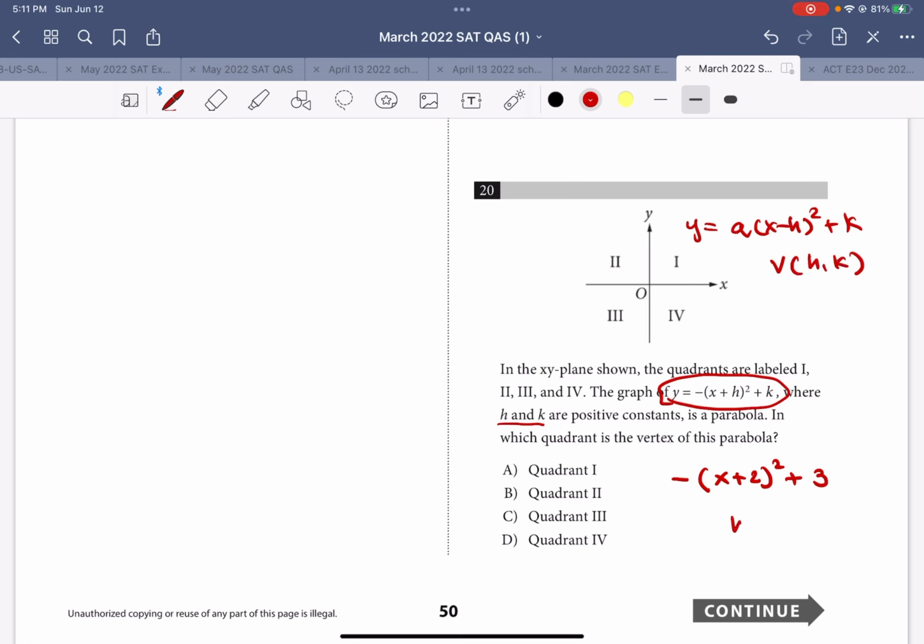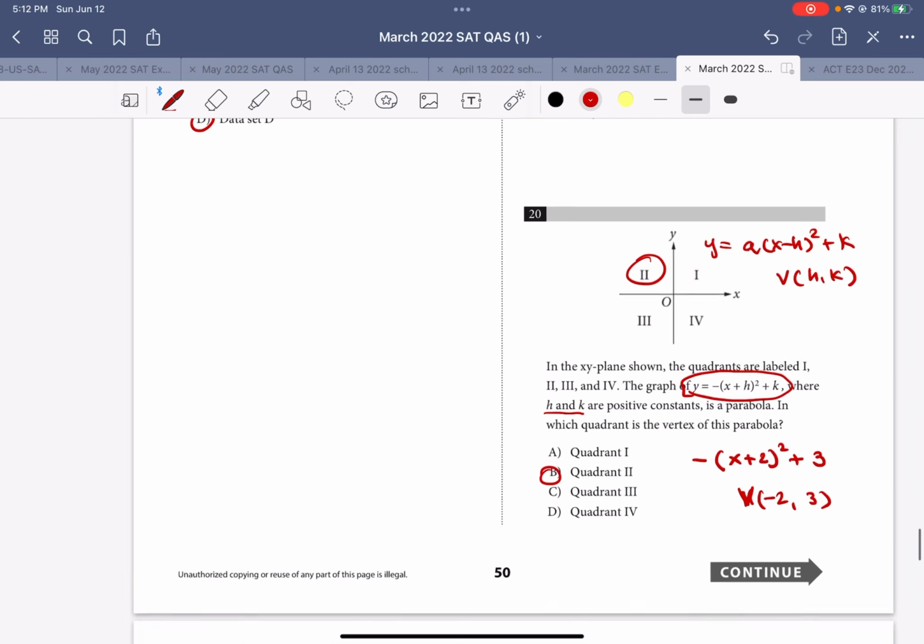So in here, h is the opposite sign of positive 2, so the vertex is negative 2 comma 3. Where is negative 2 comma 3 located? It should be quadrant 2. So the answer is B. You can plug in some values, then you can figure it out.